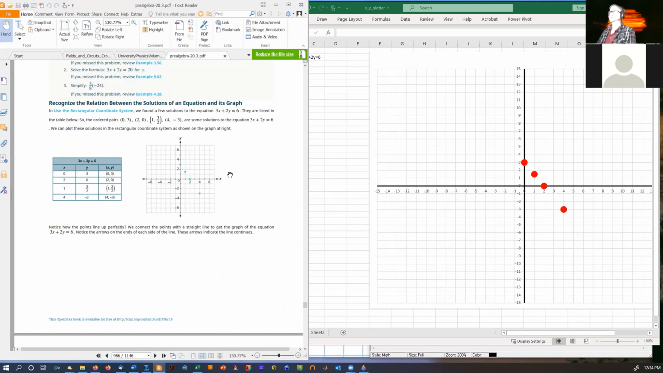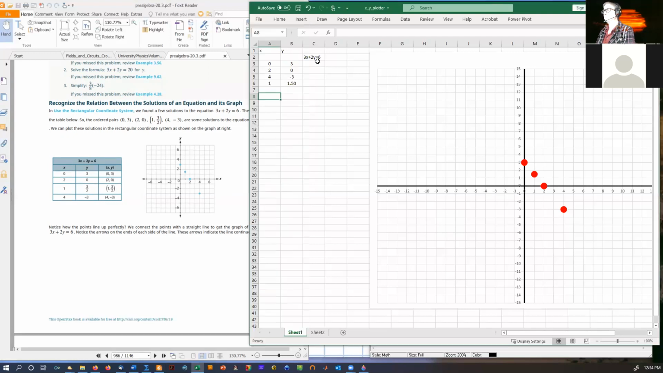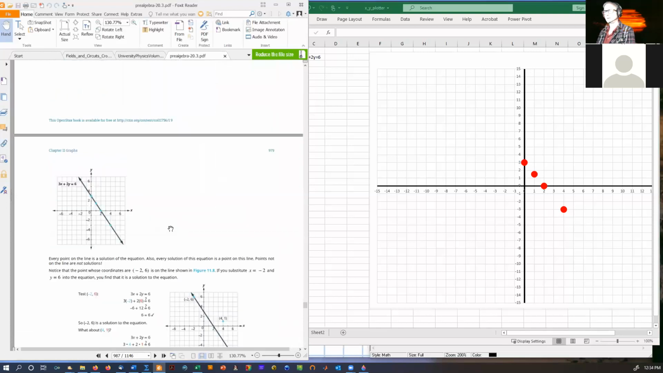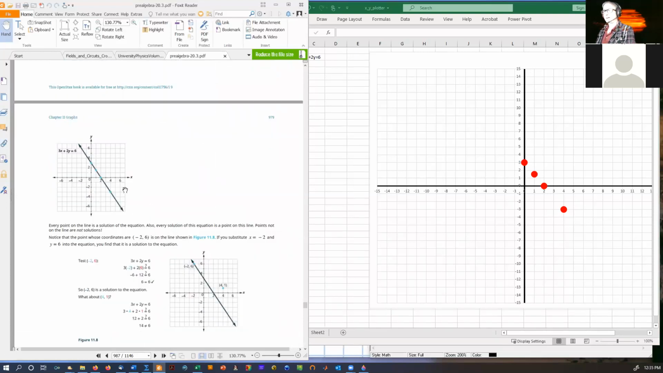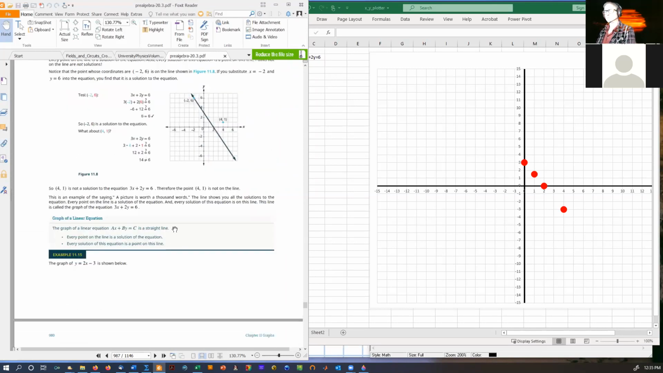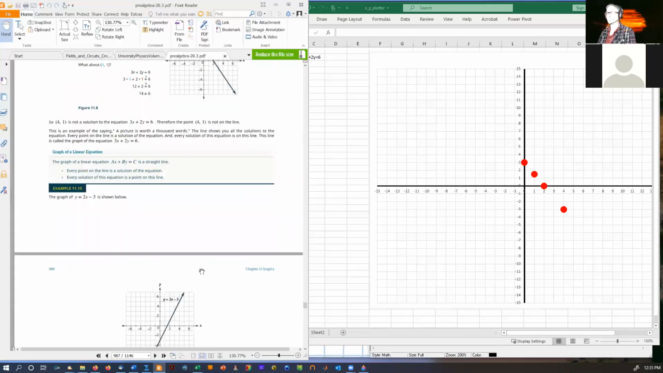So you recognize the relationship between the solution and its graph. Anything that's on this line that's defined by these points here will be a solution of that equation. And so there are infinitely many points that will satisfy that equation and make it true. So they're all solutions, right? The graph of any equation of the form ax plus by equals c is a straight line, and every point on that line is a solution to that equation. We can extend this line out to infinity in both directions, and everything on there will be a solution.